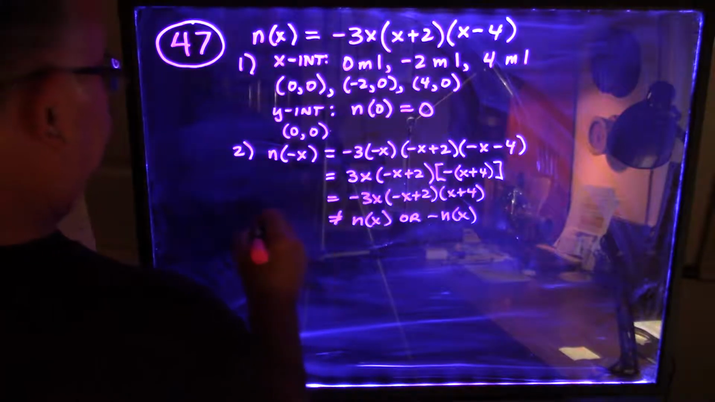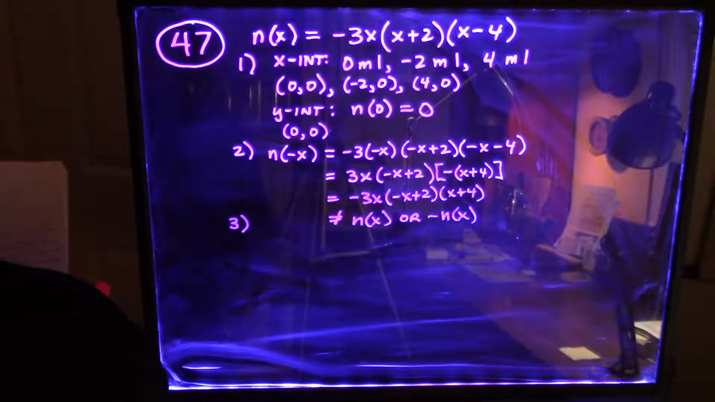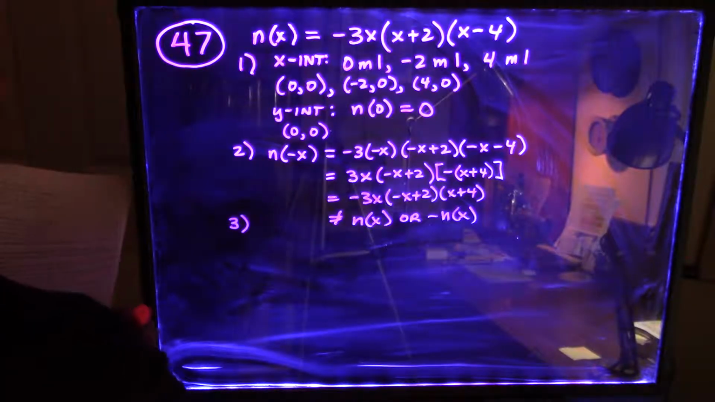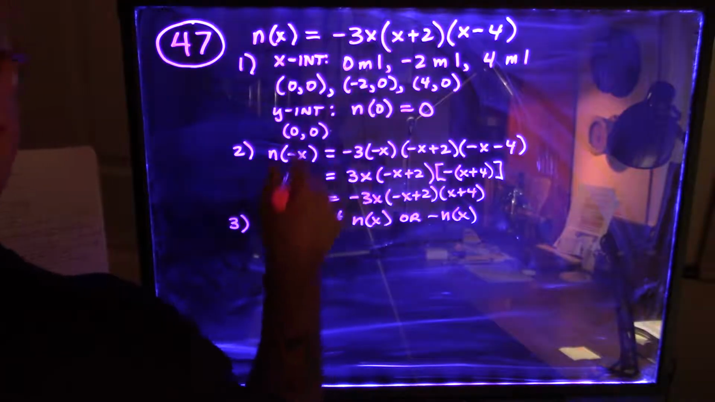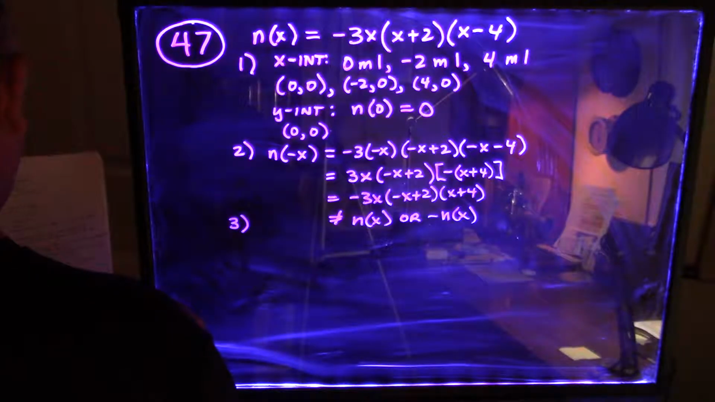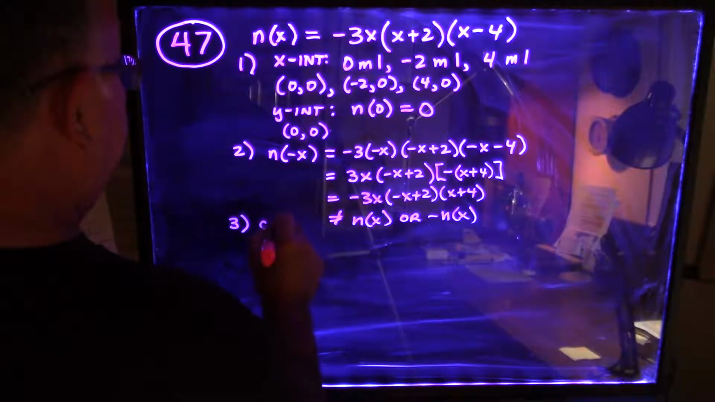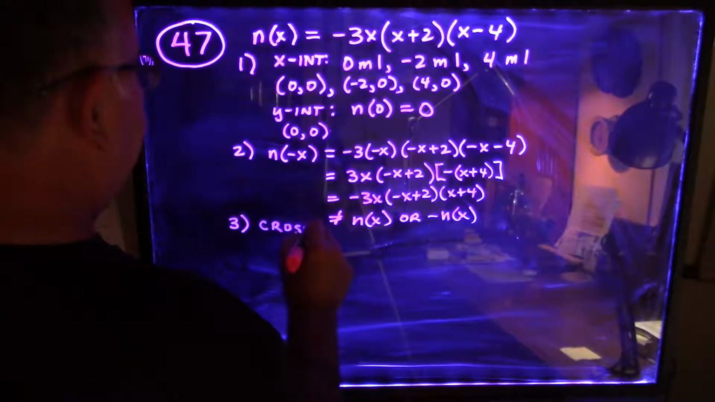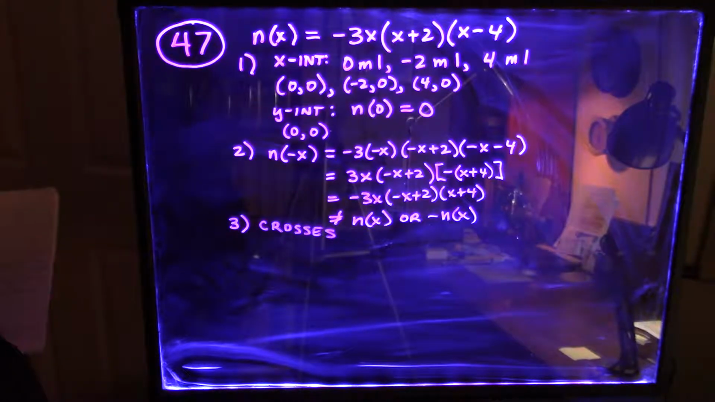Alright. Step 3, use the multiplicities of the zeros to determine the behavior of the polynomial at the x-intercepts. So all the zeros have multiplicity 1, so the graph crosses at every x-intercept. Okay?